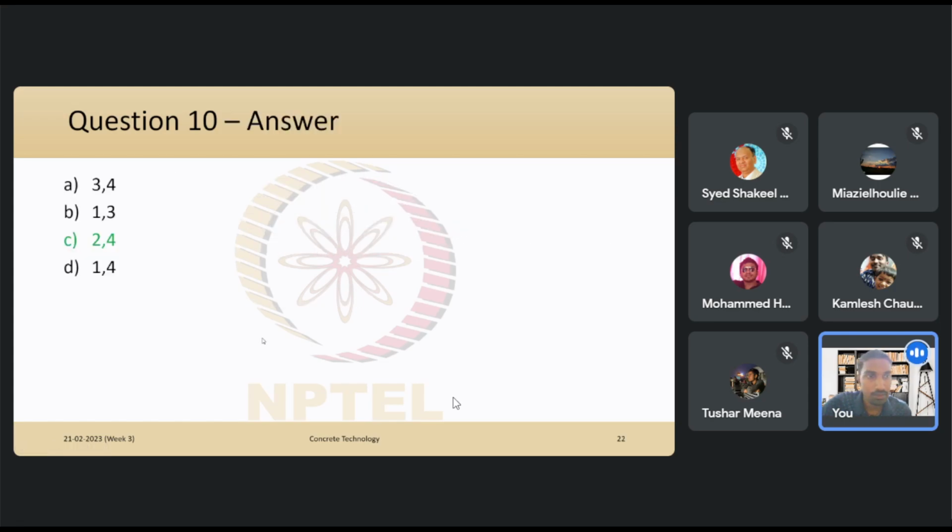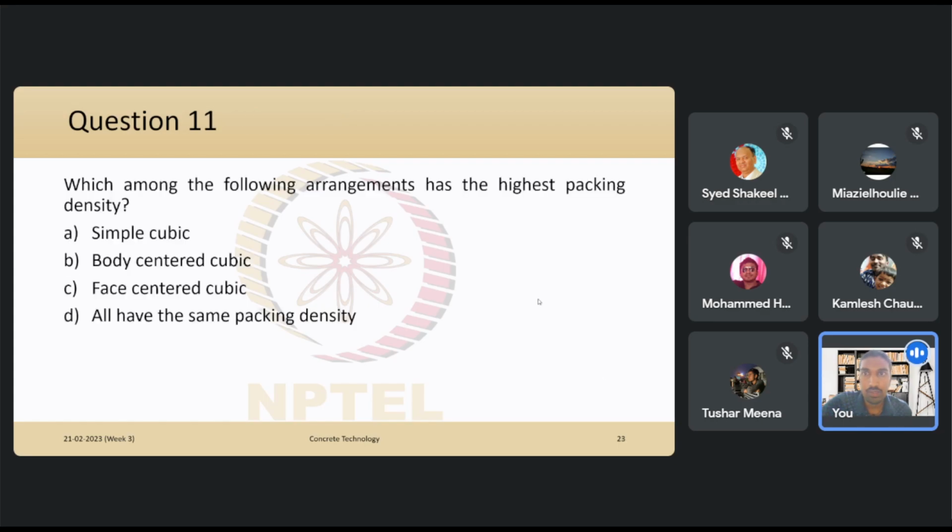Okay, any questions? Okay, so moving on to question number 11. Which among the following arrangements has the highest packing density? Options are simple cubic, body centered cubic, face centered cubic. Option D is all the three have the same packing density.